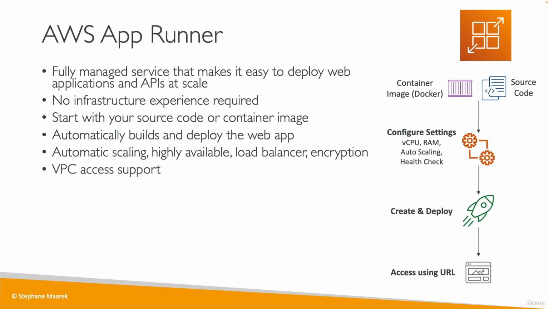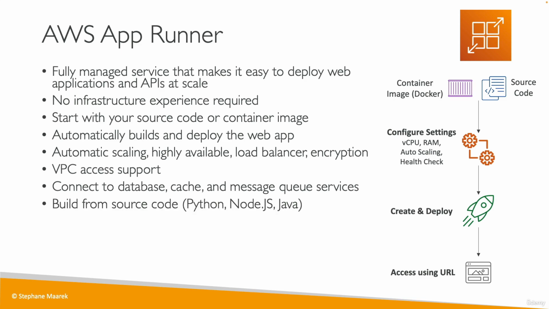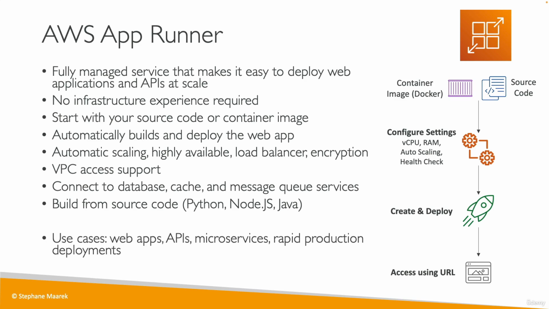You also can access resources within your VPC, so you can connect to databases, to cache, to message queue services, and so on. So as I said, you can get started directly from a Docker image, or if you wanted to, you can build from your source code. So if you have code in Python, in Node.js, and Java, you can start from that and directly use the App Runner service. It's very important to remember this. Now for use cases, we have web apps, APIs, microservices, and rapid production deployments.